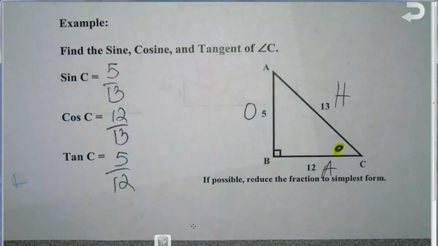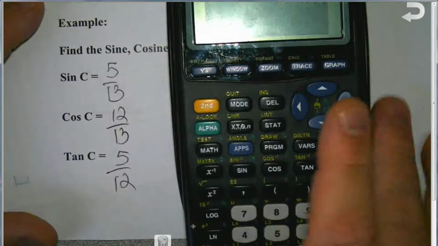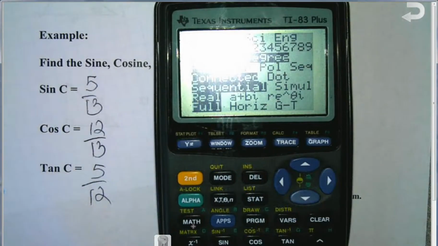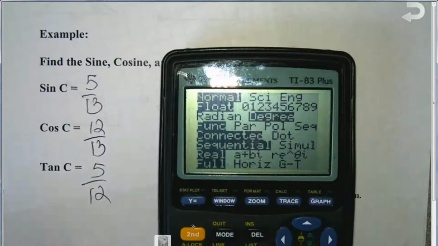And so then I pulled out the calculator and I went over that when I use my calculator, what mode does my calculator have to be in? Degrees, okay? And so my calculator has to be in degrees. So go ahead and take your calculator and check that.